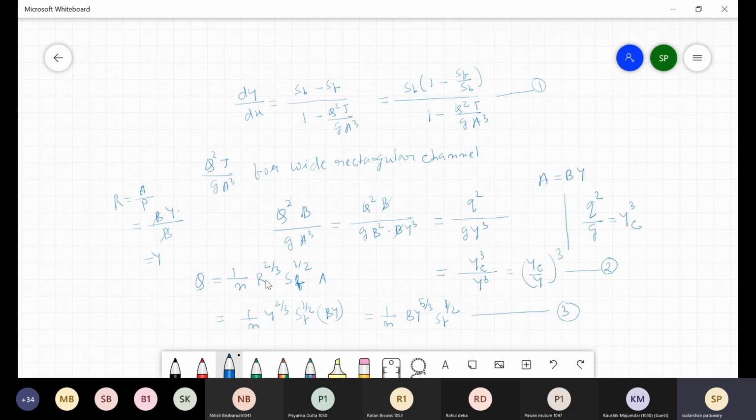Q is equal to 1 by n, R to the power 2 by 3, S to the power half. In place of R, I have replaced R by Y. Here I have not applied anything related to the wide rectangular channel. So that's where I have applied the concept of the wide rectangular scenario. Q square B, thus I replace A by B square, Y cube, like that, and ultimately you get YC by Y. Clear? Yes, sir.